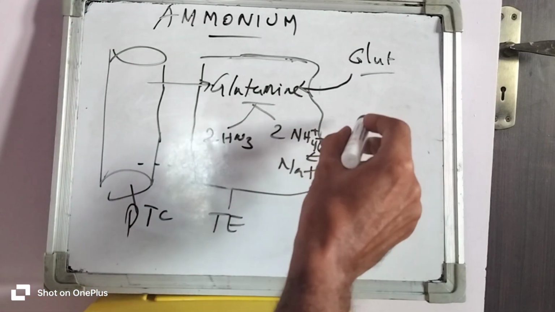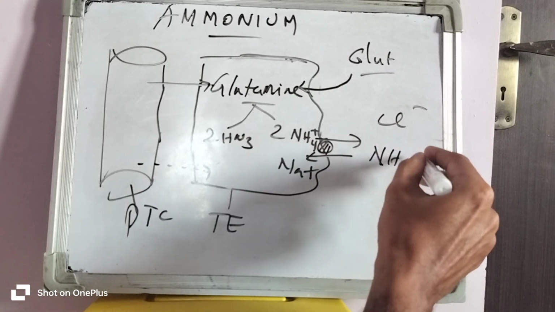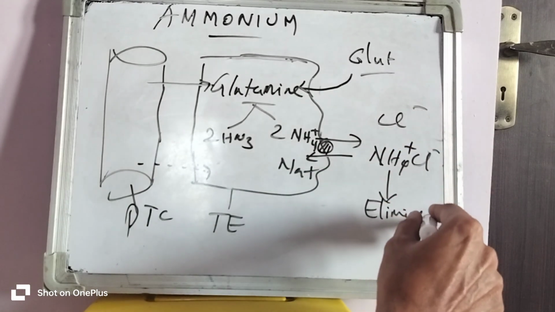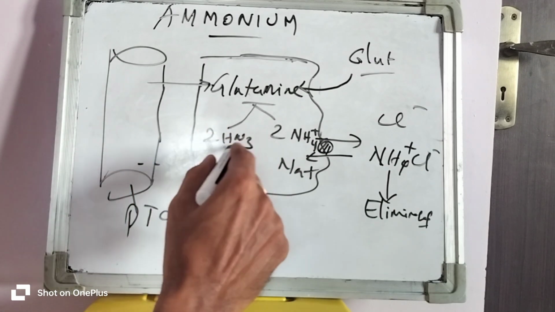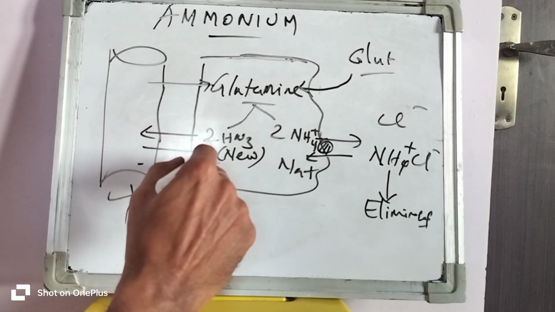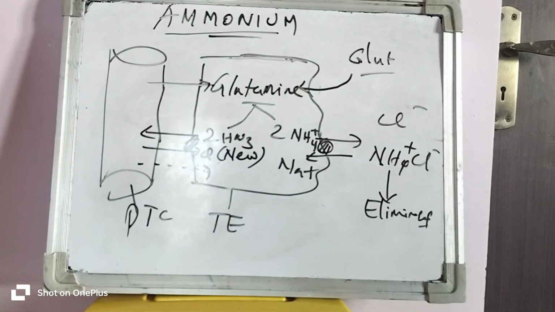So this ammonium, which is pumped into the tubular fluid, combines with Cl- and forms NH4Cl, and it is excreted. Now these 2 bicarbonate, which are termed as new bicarbonate, will enter into the blood in exchange for chloride. So this is the ammonium buffer. This ammonium buffer is more powerful than the phosphate buffer. The phosphate buffer usually removes only about 30 to 40 milliequivalents of H plus ion, and the remaining H plus ion, say about 50 milliequivalents, will be eliminated by the ammonium buffer.